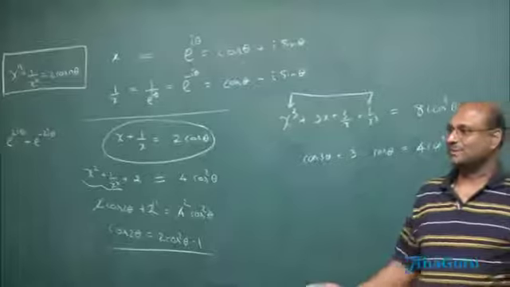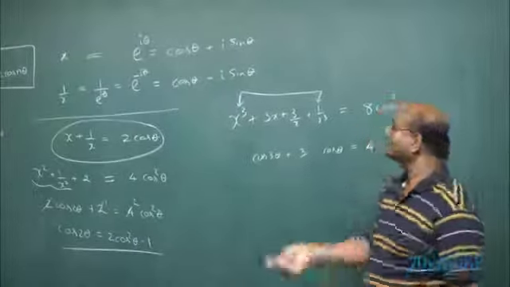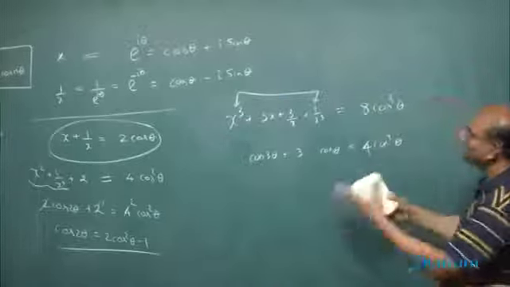This formula, there is no other option you have to remember. E power i theta is cos theta plus i sin theta. That, if you forgot, well, bad luck. Okay, but I'm assuming that nobody will forget. It's almost a definition. Well, it is the definition. It's not even almost.